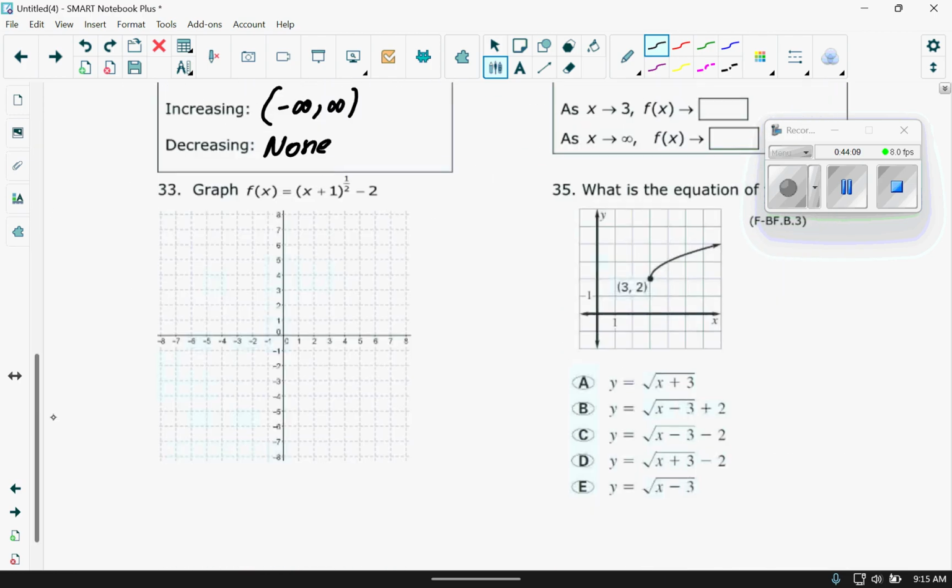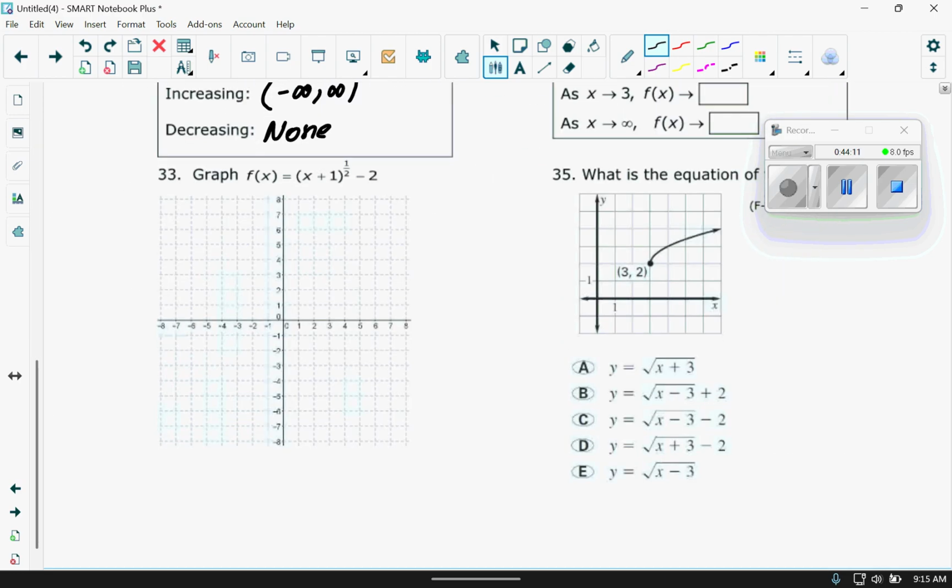Okay, number 33. It says graph (x + 1)^(1/2) - 2. Like I mentioned before, the h and the k: h is inside with x and k is on the outside. H is the one that is our hater, so it lies to us. So that's going to be -1, -2. So I know the starting point for this shape is at -1, -2.